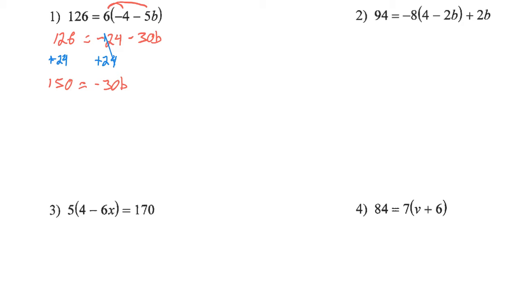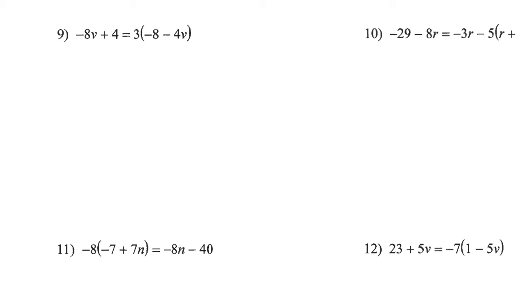And then we want to get rid of that negative 30 times the b, so we're going to divide by negative 30. So b equals negative 5. And there's your answer. So whatever number does not have the letter on it, you want to move it to the other side. Right, you want to get that 24 out of there, and then you will divide by whatever's in front of the letter.